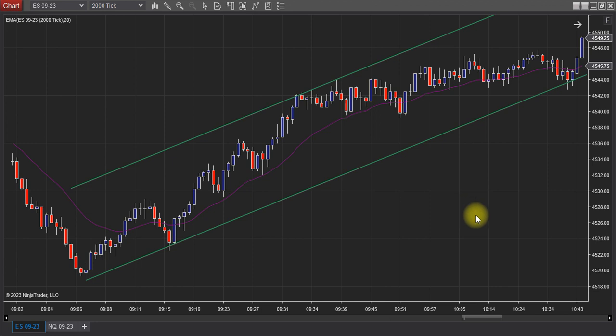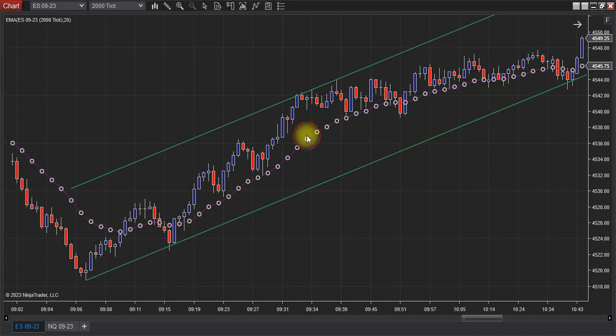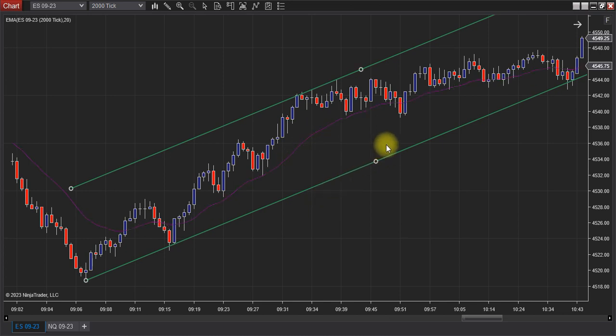Let's talk about second entries at key entry points. Specifically, let's talk about entries at channels. Once we've established a channel, we have to look for a signal at the key entry point. What is the key entry point? Well, here we have two of them. We have the 20 EMA here, and we have the channel line here. Now, because this right here is a bull channel, we're really only looking to go long here.